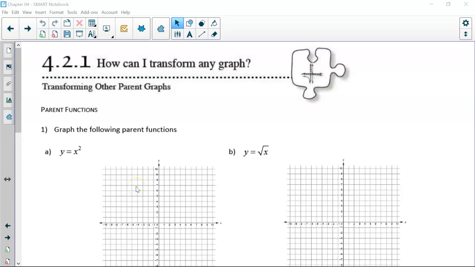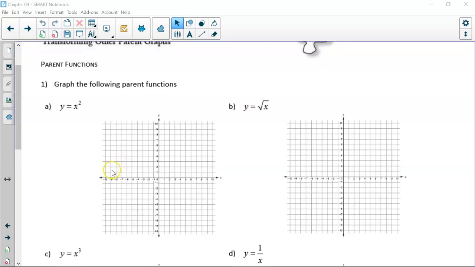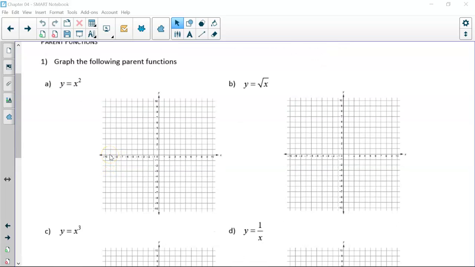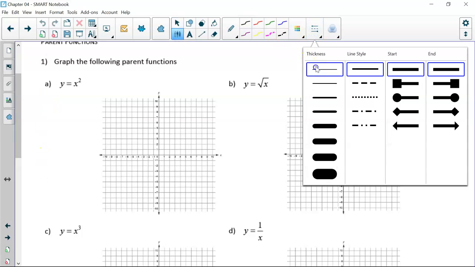Welcome to section 4.2.1. We're going to be talking about transforming other graphs besides quadratics. Now to do this, we need our parent functions. I will make these available to you in a printout to make it easier. So what we're going to do is start with our anchor points, those basic points for our parent function.